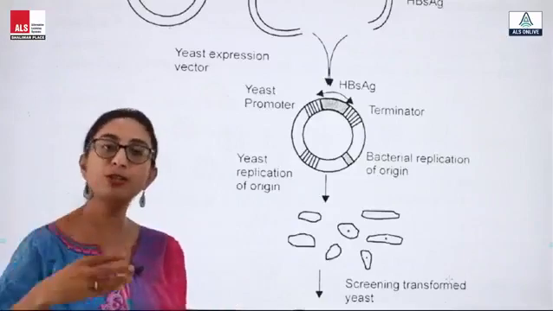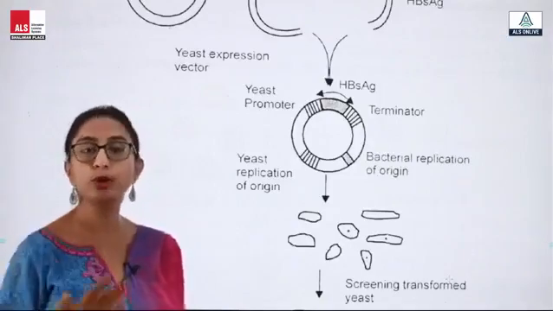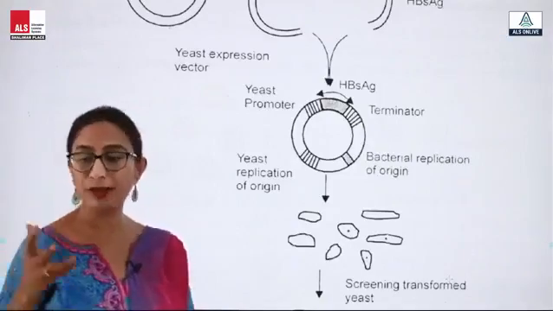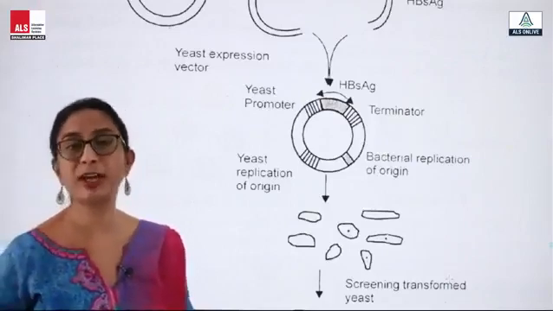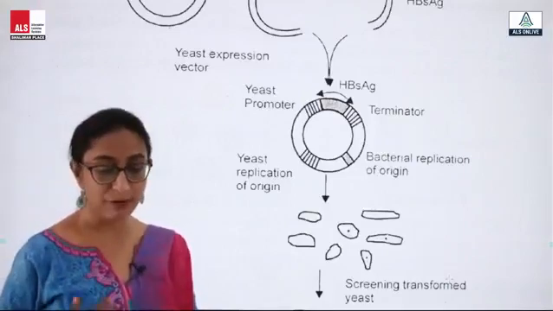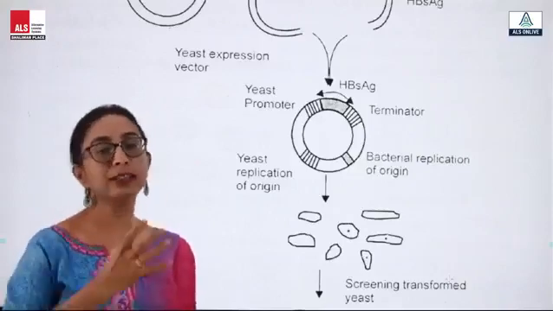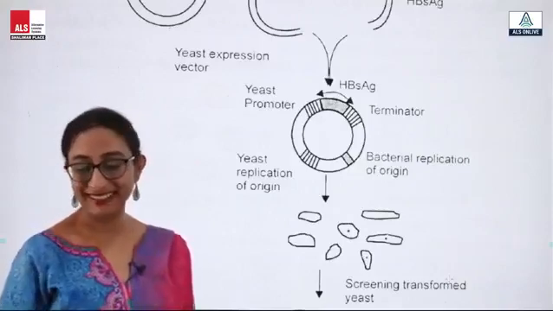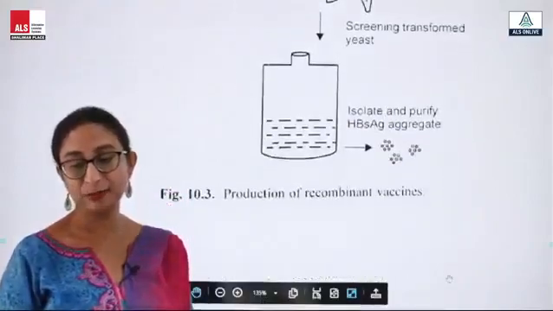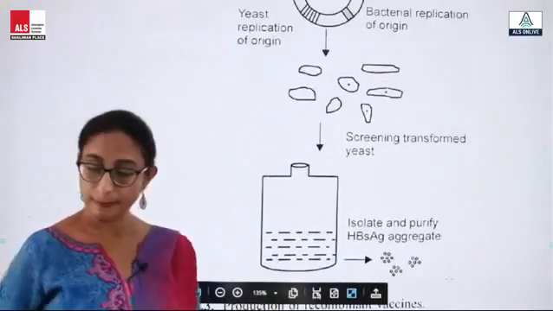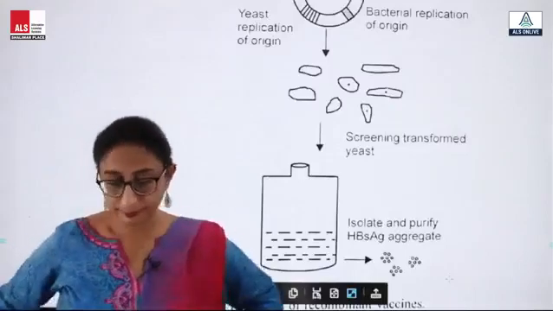So, be it for insulin, for human growth hormone, for monoclonal antibodies, or for any other, whatever needs we have, be it for chemicals or polymers, for amino acids, all of this, the process is the same. This is how recombinant vaccines are produced.